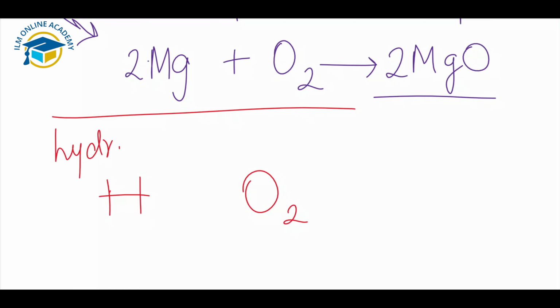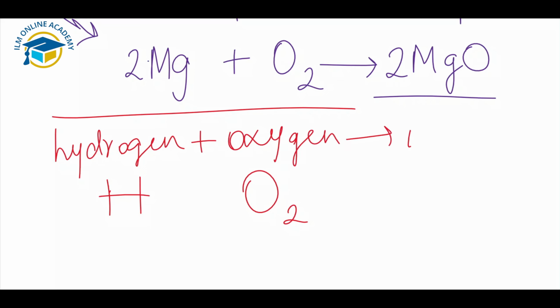Hydrogen plus oxygen. After the reaction we have water. This is the word equation. After writing that, write the equation using the formulas of the elements and compounds. Hydrogen plus oxygen. After that we have water, which is H2O.